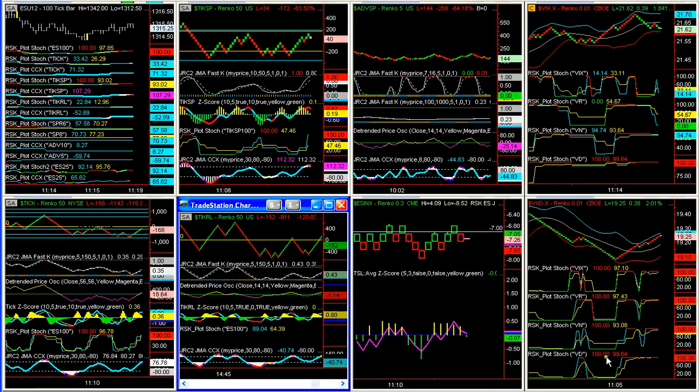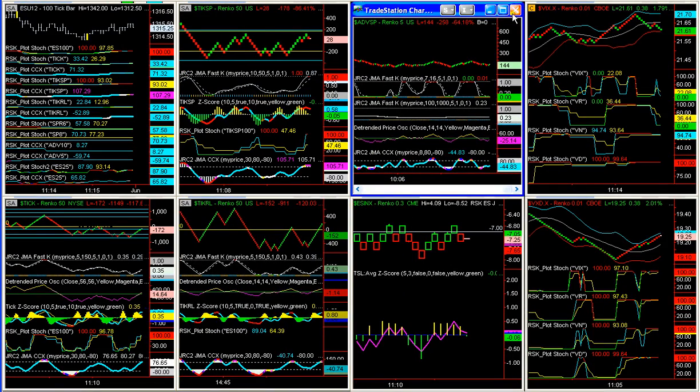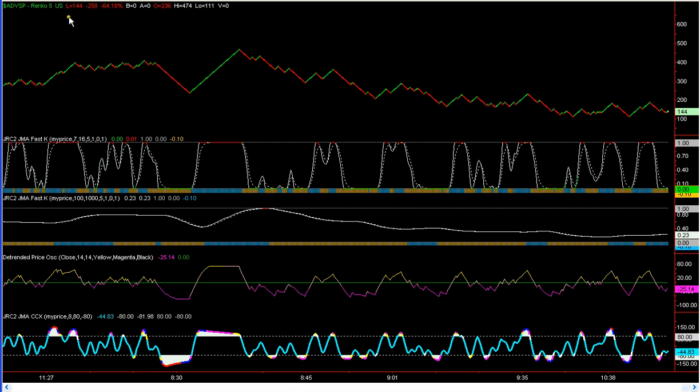All right, now just briefly, a couple of other things. Advancing issues on the S&P are being plotted here. We use a very fast 5 brick Renko, and we're using a very long length on the stochastic. We're paying a little bit more attention to the slope here than we are just to the overbought or oversold ranges.